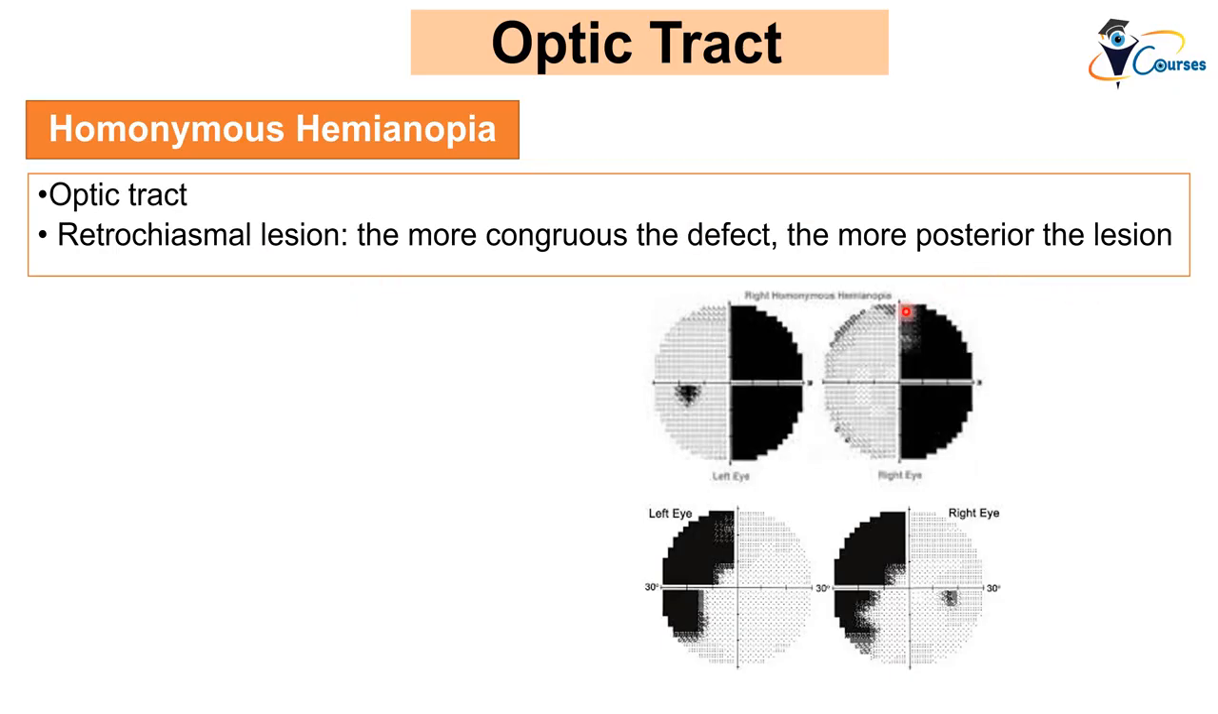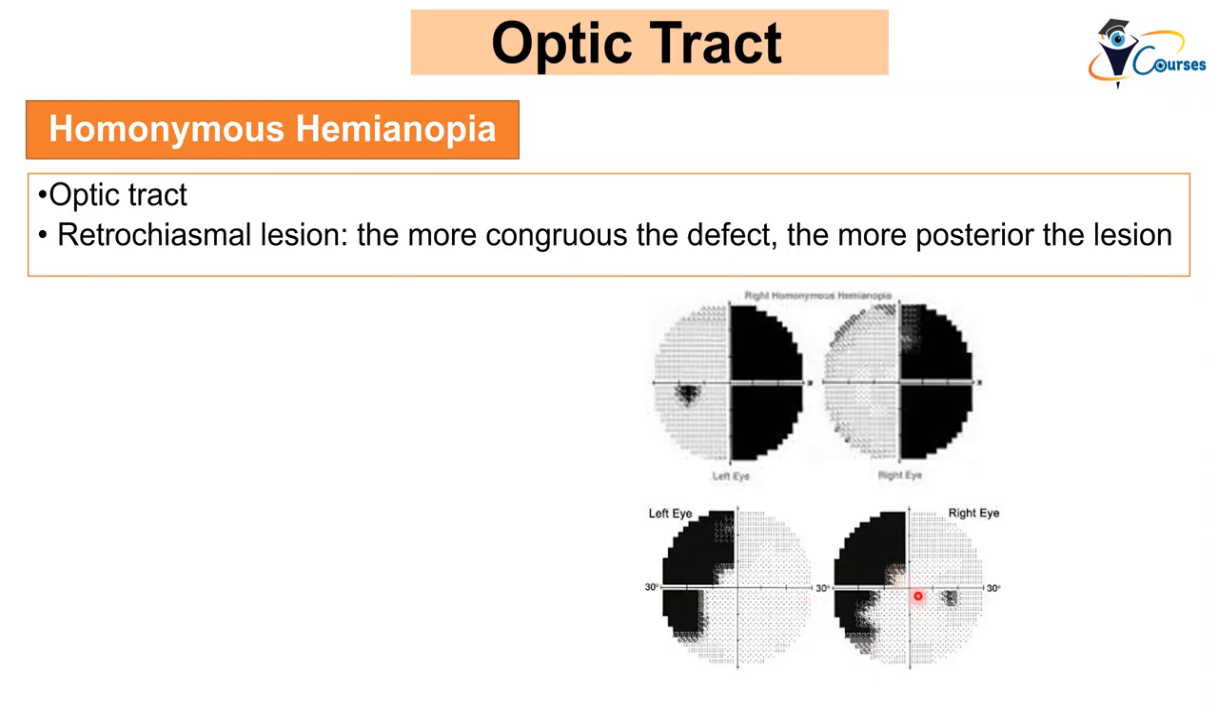What is meant by congruous and incongruous? Congruous means that it is symmetrical or similar. The defects of both eyes are similar. So here you can see that the defect of the right eye is almost identical to the left eye. This is what is meant by congruous. So the defect here is congruous, and I'm expecting that the lesion is far posterior. It is retrochiasmal because it is a contralateral homonymous hemianopia, and it is more posterior because it is more congruous.